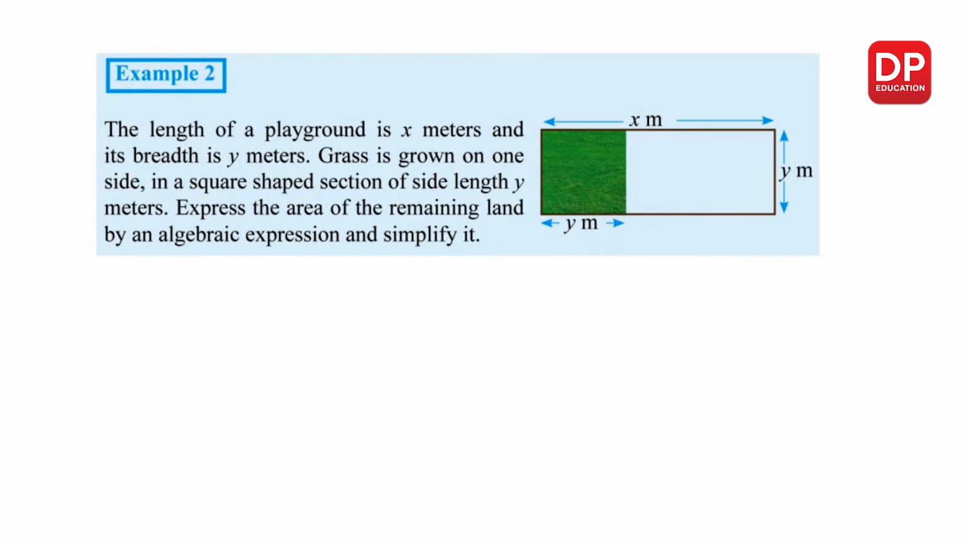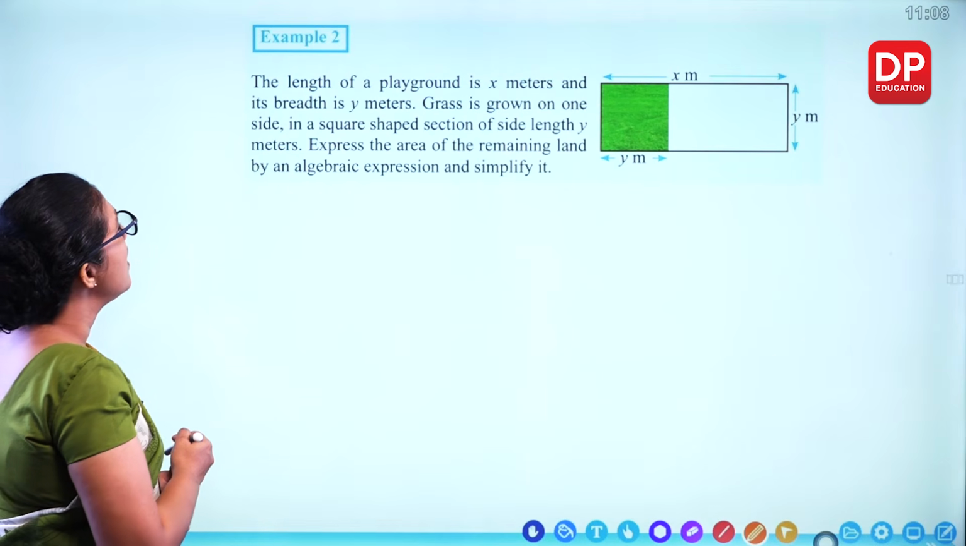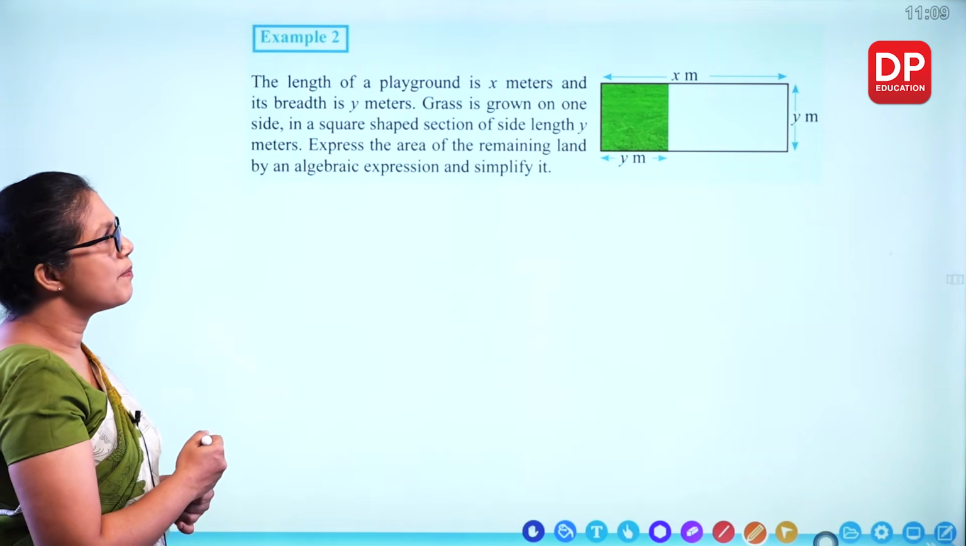Example number 2, the length of a playground is x meters and its breadth is y meters. Grass is grown on one side in a square-shaped section of side length y. Express the area of the remaining land by an algebraic expression and simplify.